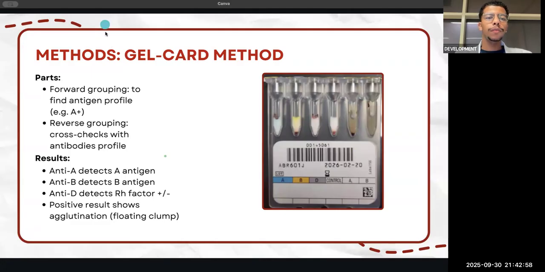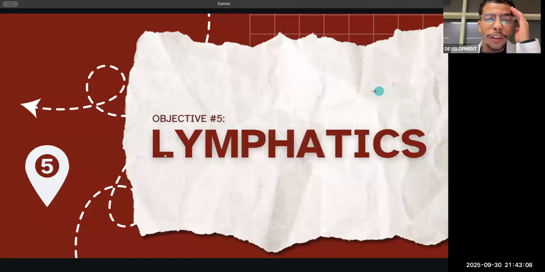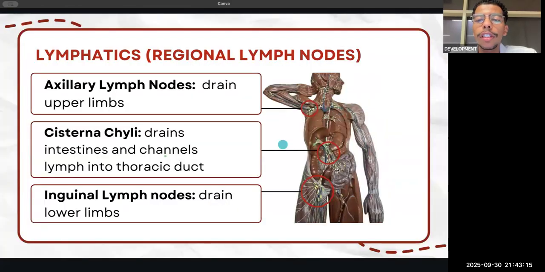All right. So this here is type A and RHD is positive, so A positive. Now for everyone's least favorite part, lymphatics. Okay, so we're just gonna go over the general anatomy and then we'll go into the histology of it.